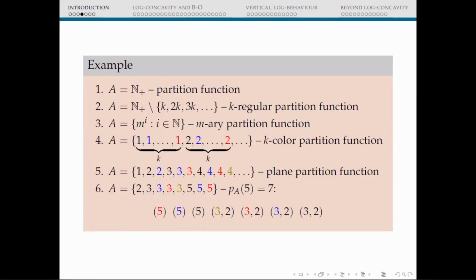Okay, are there any questions or comments at the moment? Because now I would like to pass to the log-concavity property. Yes, there is a comment.